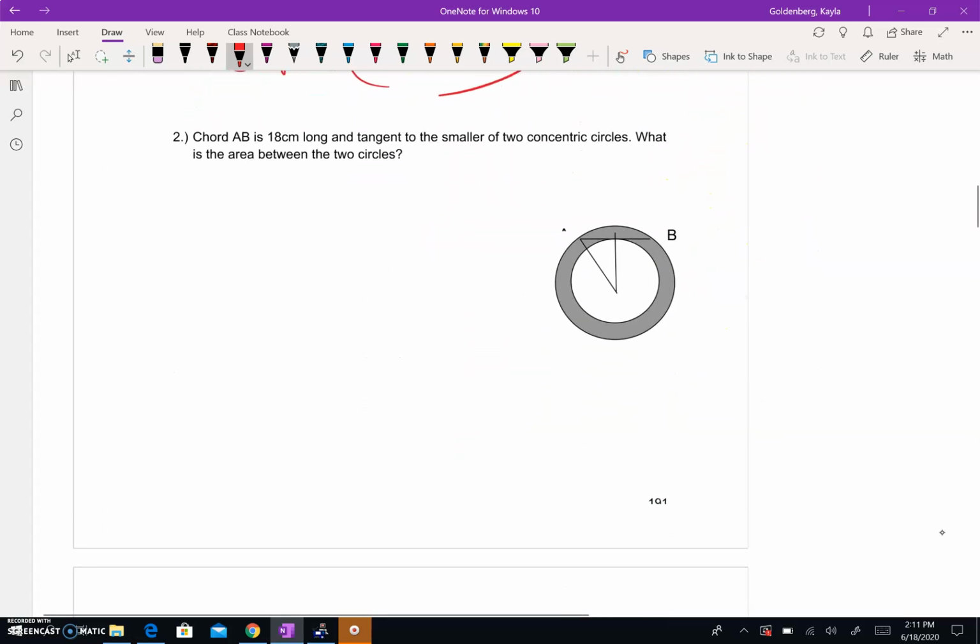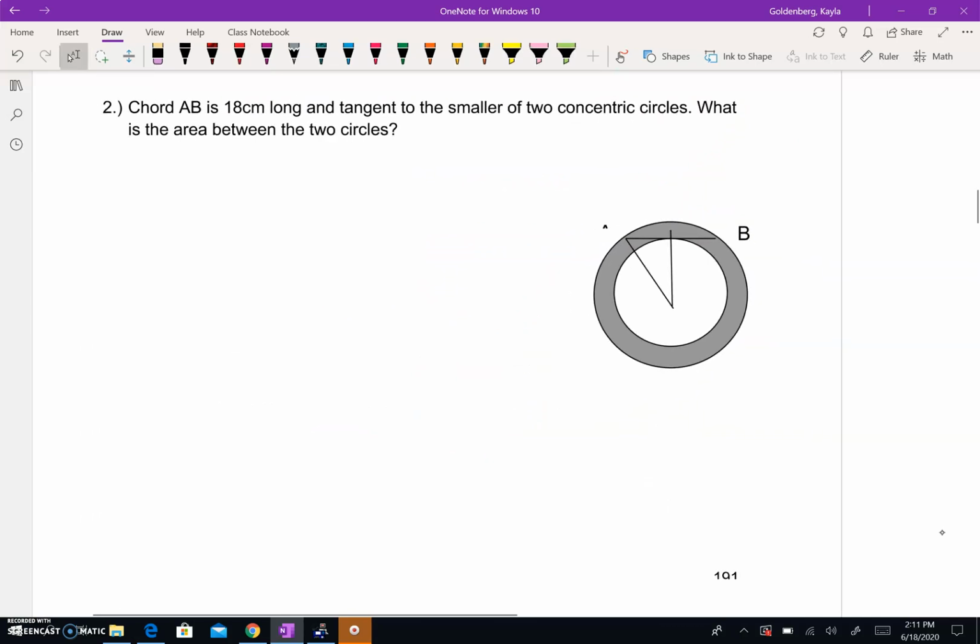Okay, I'm going to read through the directions just to point out a couple vocabulary terms, and then I want you guys to try and do number 2 on your own. It says chord AB, and that's from A to B, is 18 centimeters long, and it's tangent to the smaller of two concentric circles. All that means is that AB touches the little circle on the inside at one point. That's what it means to be tangent: you touch at one point rather than 2 points or no points.